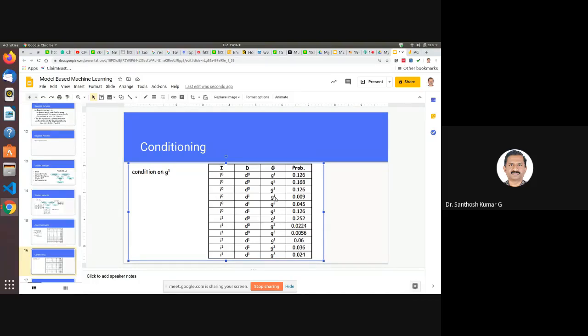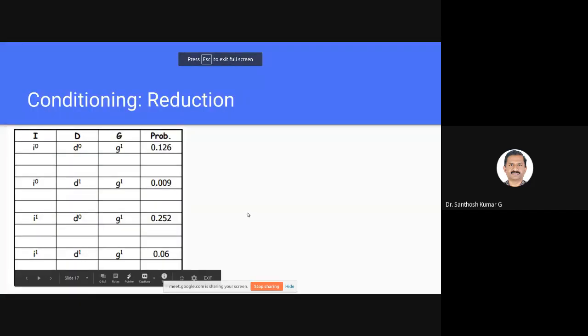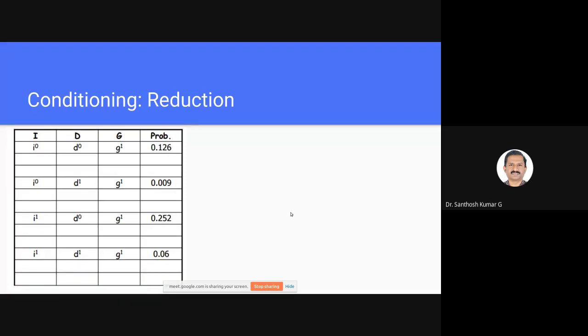Then the fourth one, the seventh one, and so wherever G1 comes, you are interested in those values, and the table will look like this. I have deleted all the other values which are not concerned with the probability of I comma D given G1. So we are conditioning the joint probability distribution I comma D comma G with respect to G1, and this will be the table.